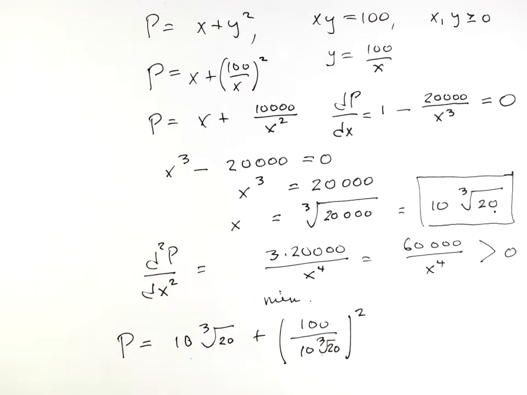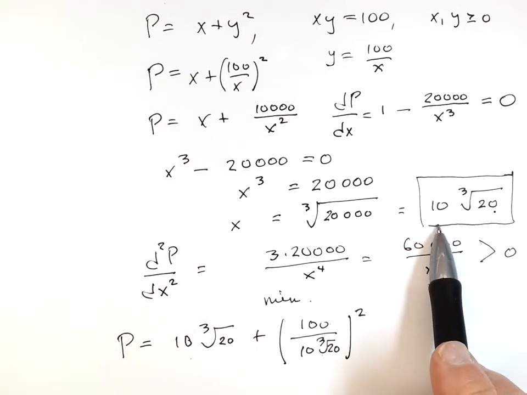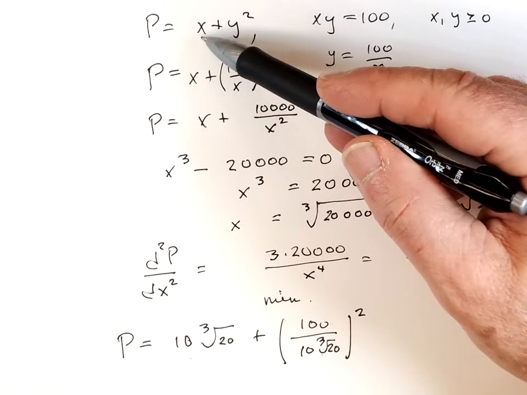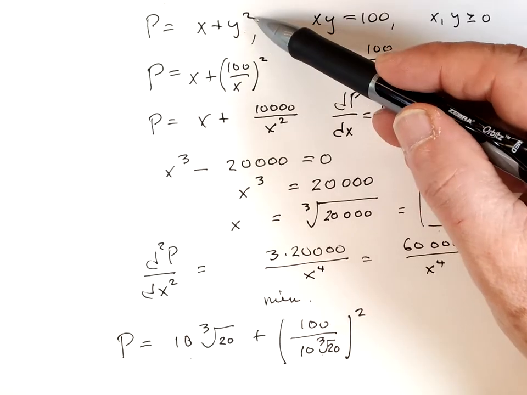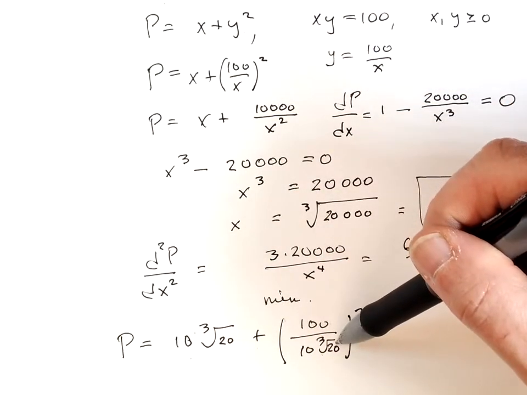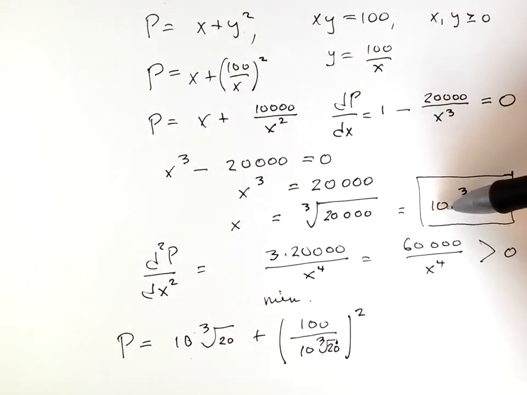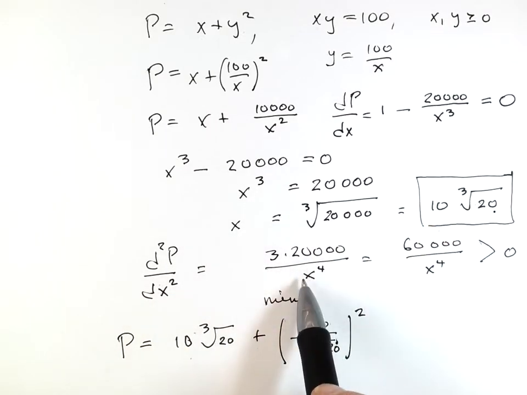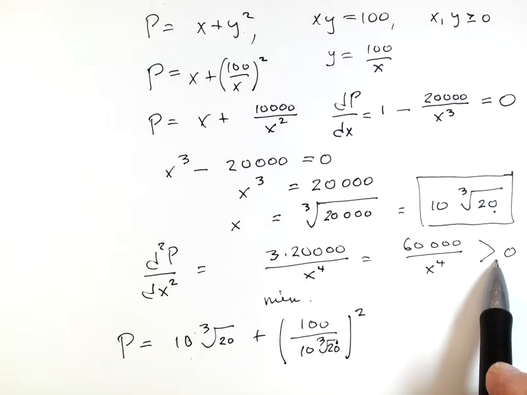The minimum value for p occurs when x is equal to 10 times the cube root of 20. What is that minimum value of p? Well, substitute in for x, substitute in for y, square the y. This is the minimum value of p. It occurred when x was 10 times the cube root of 20. Now we take the second derivative to verify that we have a minimum value. If the second derivative at that critical value is positive, which it is, we have a minimum.